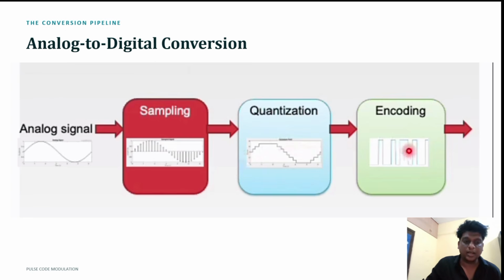The analog to digital conversion process in PCM has three main steps. The first one is sampling. It takes instantaneous values of the analog signal at fixed time intervals. Then quantization. Here it rounds these samples to a set of fixed amplitude values. Then encoding. It represents each quantized level as a binary code.